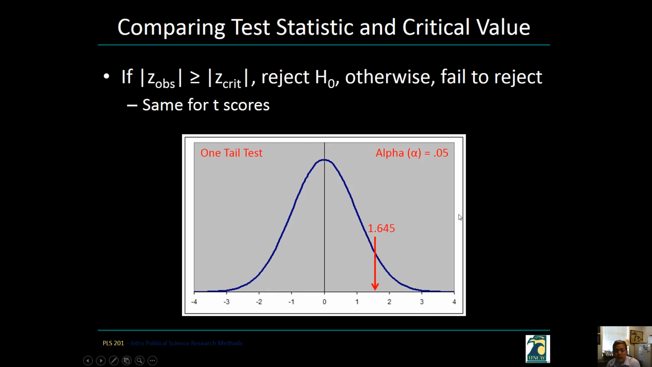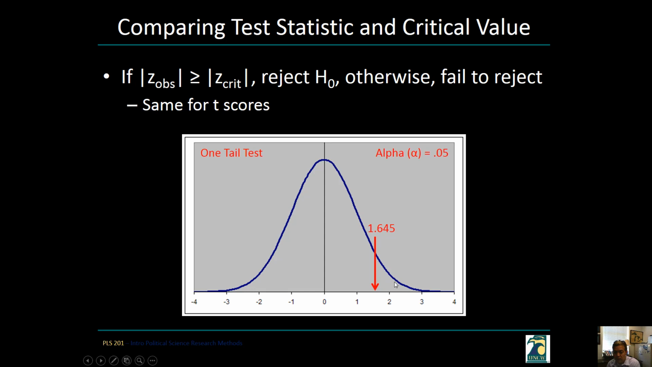Here's the one-tail test. In this case, the one-tail test is in the positive direction, right? Here's our critical value that we found before. One-tail test, 95% confident. We're willing to be wrong 5% of the time, right? If it's in this region, we reject the null. If not, we fail to reject the null. Here, the decision rule is if the absolute value of what you observe is greater than or equal to the absolute value of the critical value, reject the null. Otherwise, fail to reject the null.